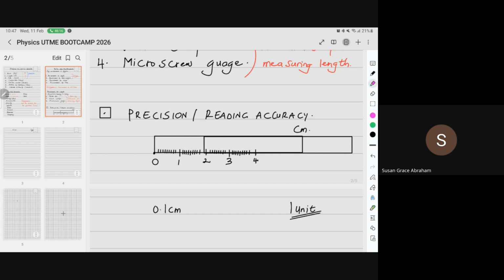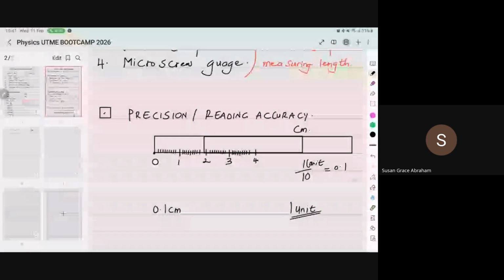How do I know what each line is? Here I skipped 10 lines before I counted one. I skipped another 10 lines before I counted two. To know what those tiny lines are, I'm going to do 1 divided by 10, which means the unit you are counting in divided by 10, which will give me 0.1.